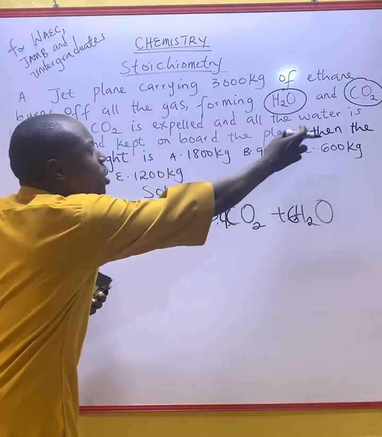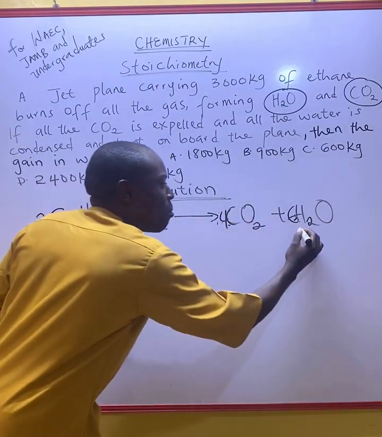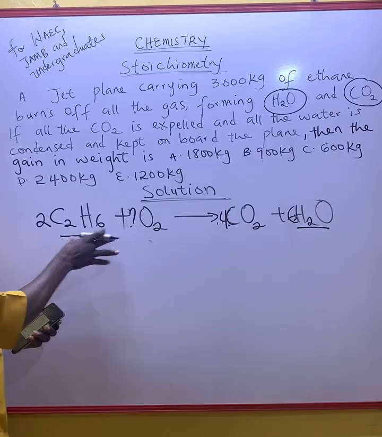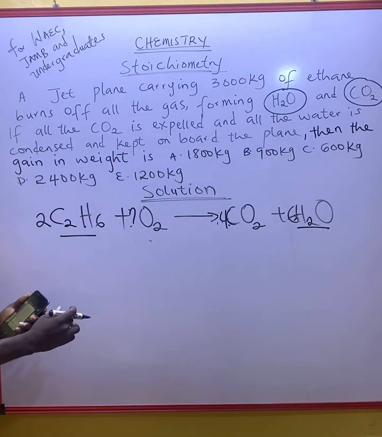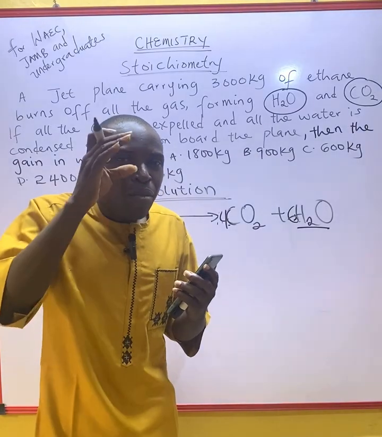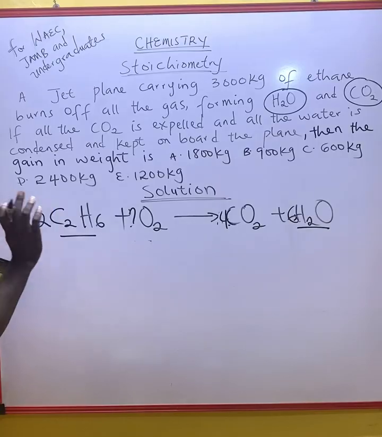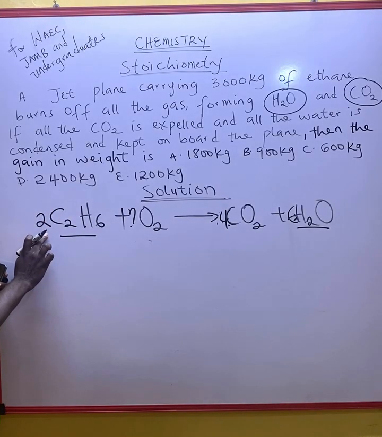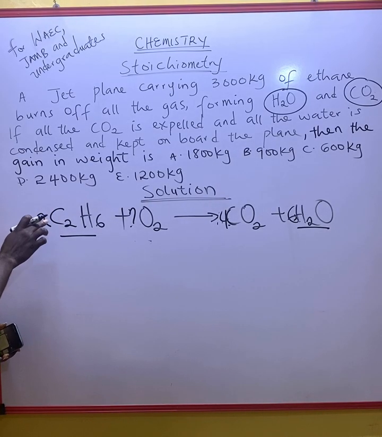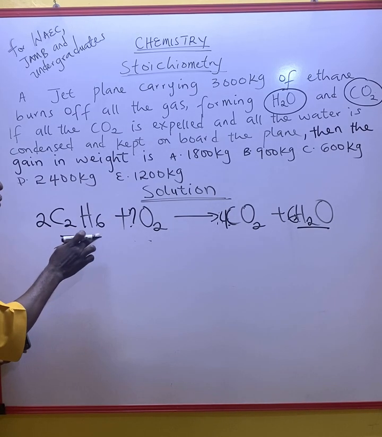And that all the water is condensed and kept on board the plane. So meaning I am relating ethane and water. Make sure you calculate the molar mass of each of the substances you are relating. Now, how many moles do we have here? 2 moles, multiplied by the molar mass of ethane.